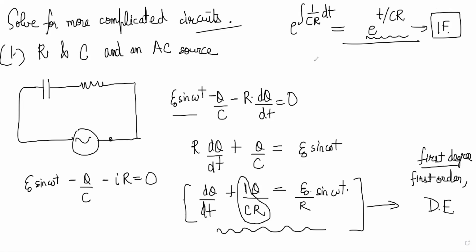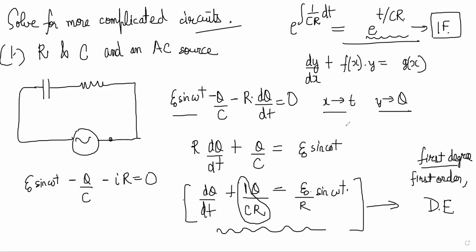Why are we doing that? Because this is in the form dy by dx plus f of x into y is equal to g of x. Here x is the same as t, and y is the same as q. See, dq by dt plus f of t times q. In this case, f of t is a constant function, 1 by CR, and g of t is a variable function. G of t depends on time, f of t is a constant.